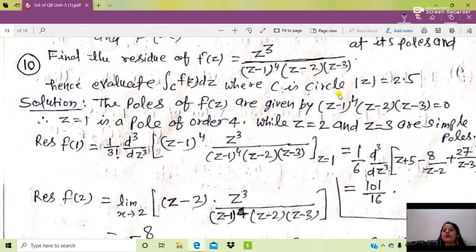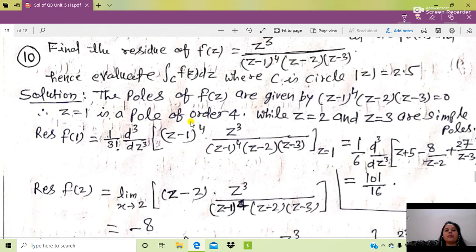Out of which, as we can see, the radius is 2.5 and center is (0, 0). Therefore, z is equal to 1 and z is equal to 2 will be inside the circle, and z is equal to 3 will be outside the circle. So we have to calculate residues at z is equal to 1 and z is equal to 2 only.